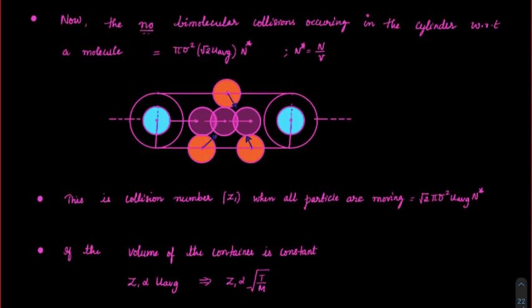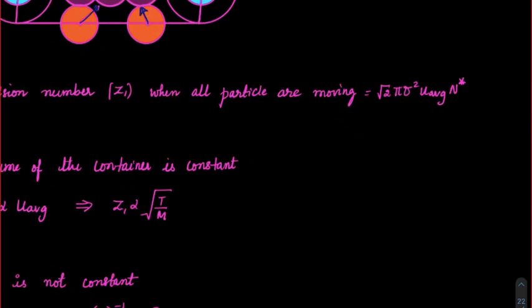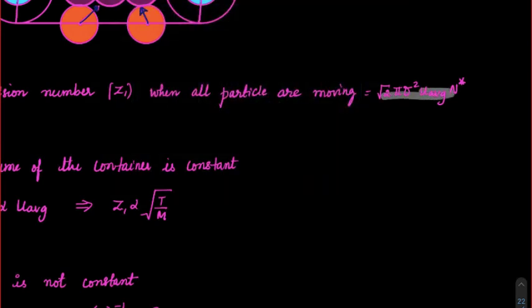So what we just calculated is the collision number z when all particles are moving. This is the result we got. So when all particles are moving, this is how much we will get.